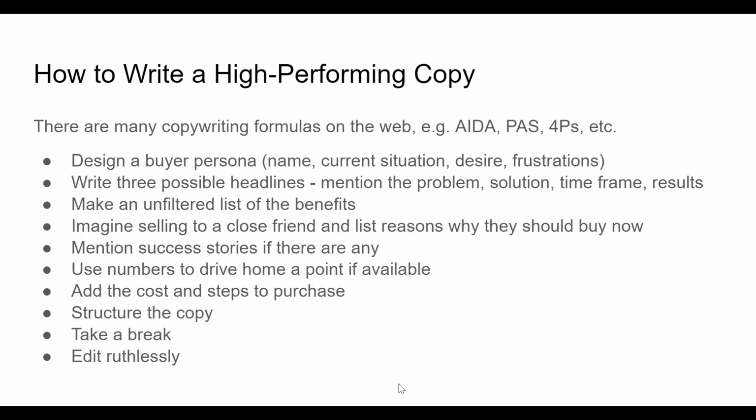Then the next thing you want to do is make an unfiltered list of the benefits. Don't worry, I'm going to show you an example of a very rough draft. It's not a complete copy, but at least it has some of these elements. Make an unfiltered list of the benefits of your solution, of the product that you're trying to sell. Write it down. Every little thing that you think, oh, this is a benefit, write it down. Your first draft is not going to be perfect, but you need to get all the necessary information out of your head and on paper or on a document so that when you finally start to structure, you're not going to miss out on any important parts.